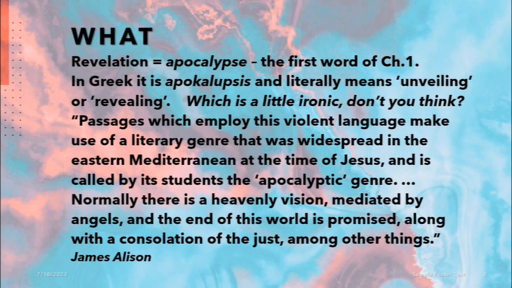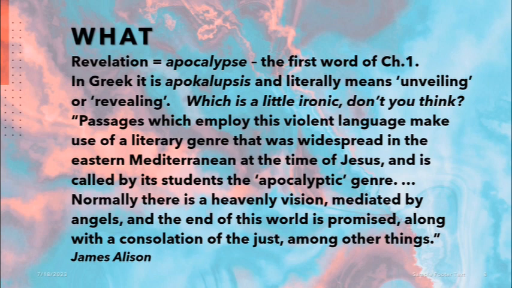Theologian James Allison says of apocalypse that passages which employ this violent language make use of a literary genre that was widespread in the Eastern Mediterranean at the time of Jesus and is called by its students the apocalyptic genre. Normally there is a heavenly vision mediated by angels, and the end of this world is promised, along with a consolation of the just, among other things.